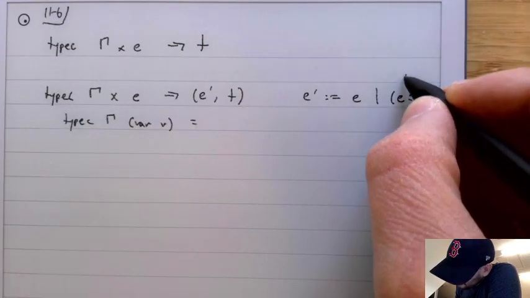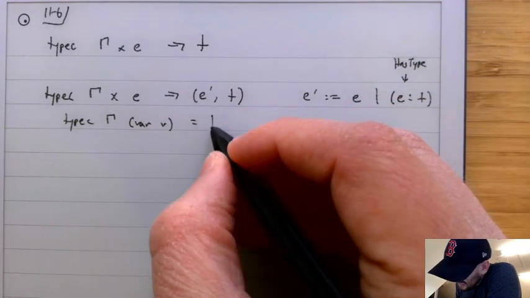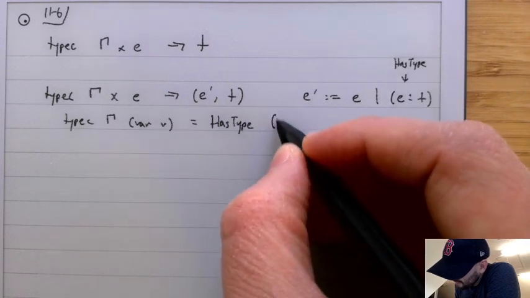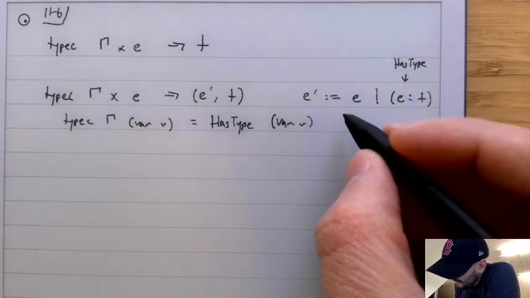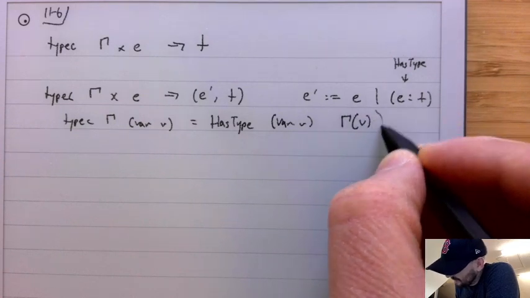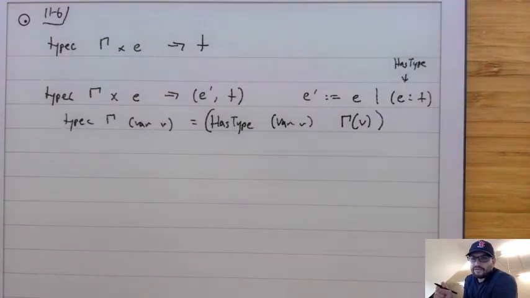And we pronounce this, by the way, "has type." So it's going to return a has type of the variable V, and then whatever gamma says that the type of V is. And what this is going to do is make it so that every single variable at every point in the program says, this is what kind of thing I am. So then we'll have that available for later. That's one way that we can do it.